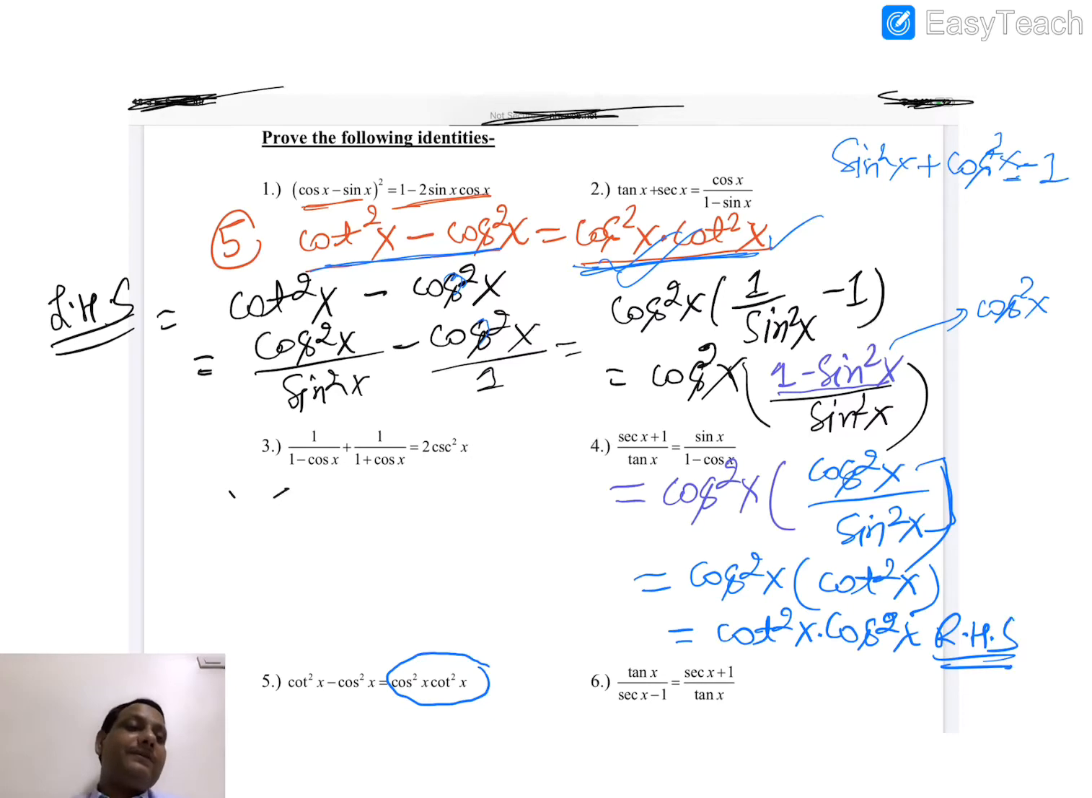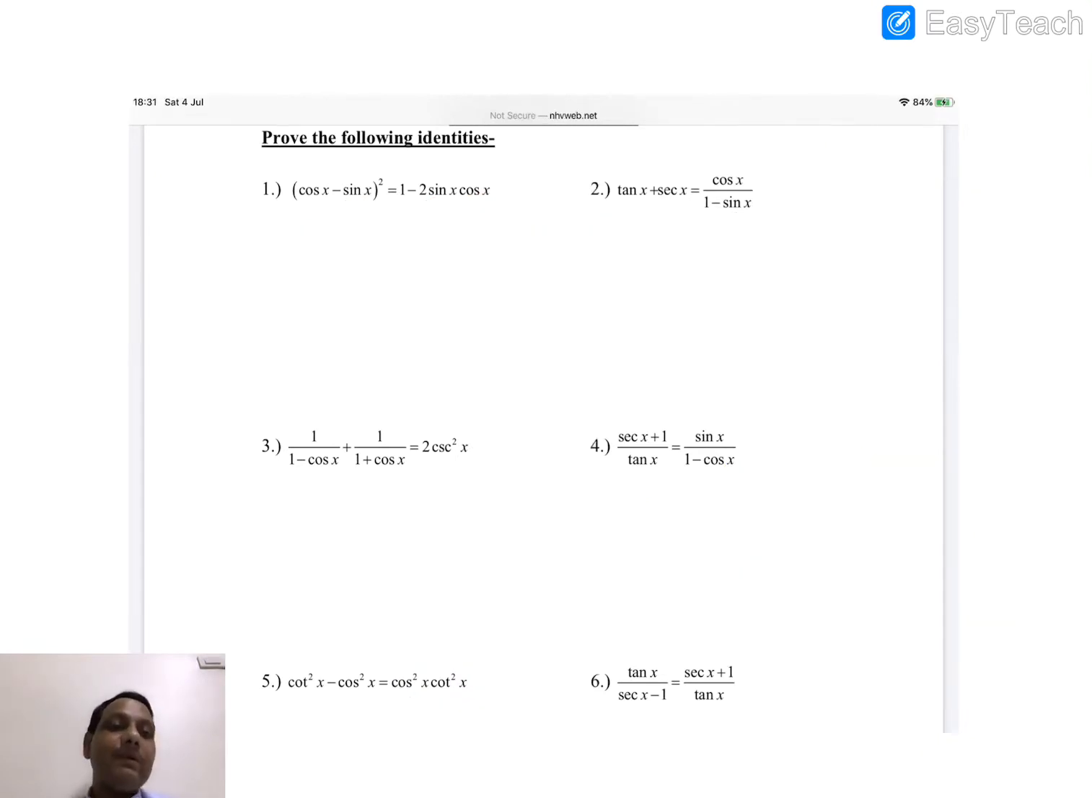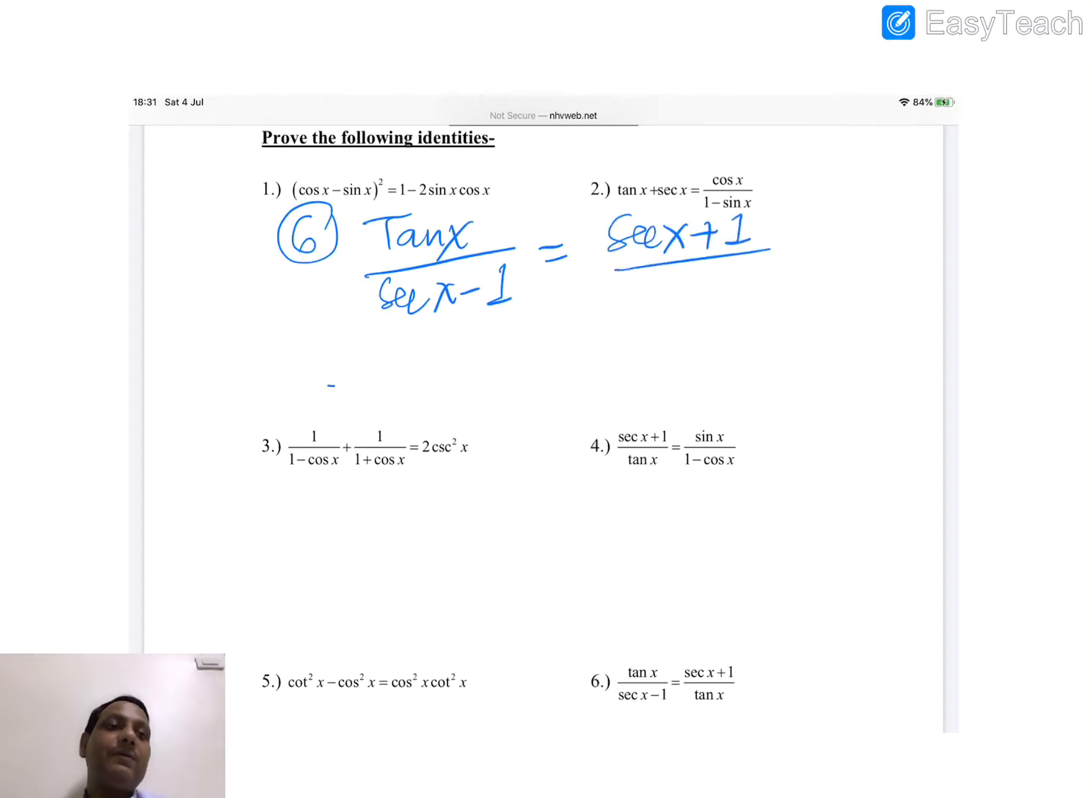By the way, I hope you all are enjoying till here, and we have already done question number 5. So now I'm going to do question number 6. You all see here, for question number 6, we have to take left hand side, that is tan x over sec x minus 1 is equal to sec x plus 1 over tan x. Okay, so as I told you, mostly in every question we have to take left hand side and prove right hand side, somewhere right hand side to left hand side.